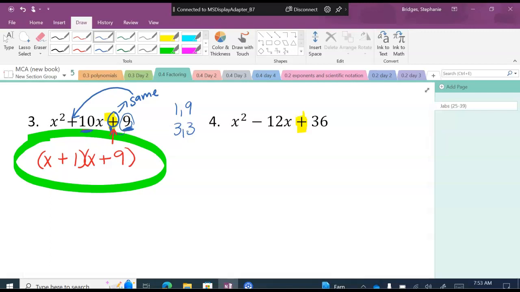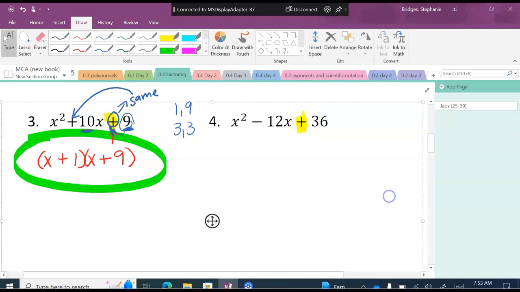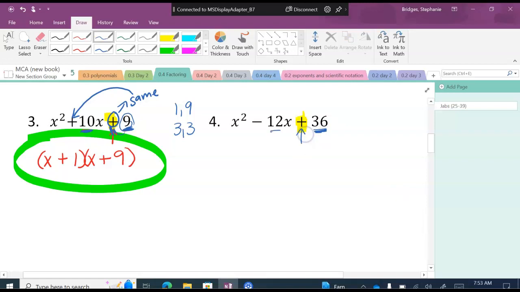All right. Now the second one, same thing here. First thing we're going to ask: do I have a GCF? Does x squared, 12x, and 36 have anything in common? No. So what I want is the numbers that multiply to give me 36 and add to give me 12. Again, I don't care about the signs yet. All I'm thinking about is what numbers multiply to give me 36 and add to give me 12.